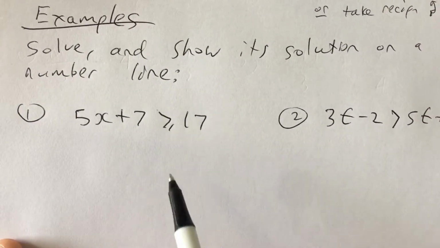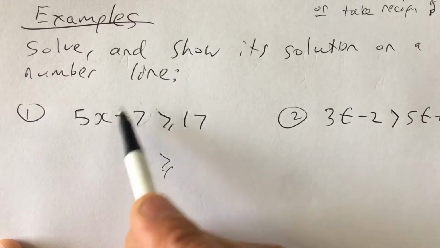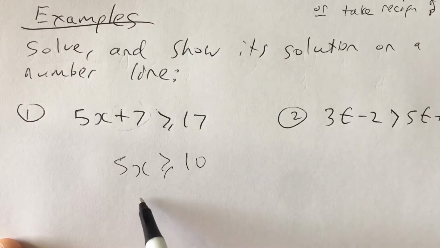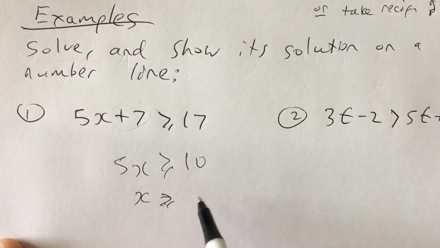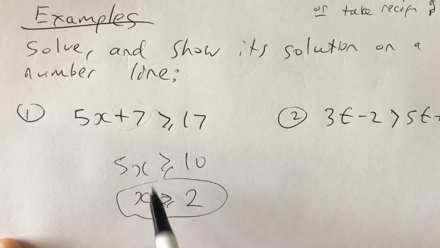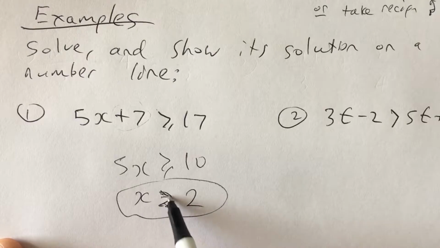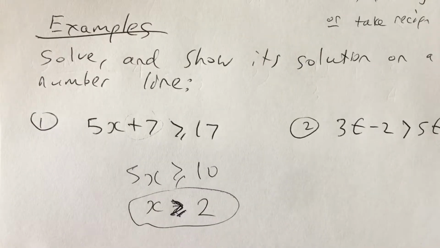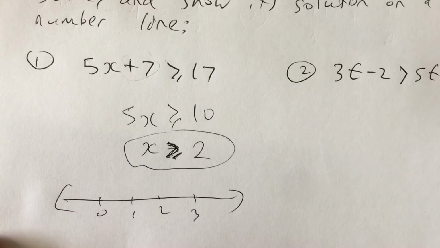So here, there's greater than, leave it that way, get rid of the 7, put it over there, so you're going to get 10. 5x is greater than or equal to 10, then divide by 5, and you get 2. So the solution is x is greater than or equal to 2, and it says show it on a number line, so that just means draw a number line. I'm going to put 0, 1, 2, 3. You don't need those numbers, you only really need 2.